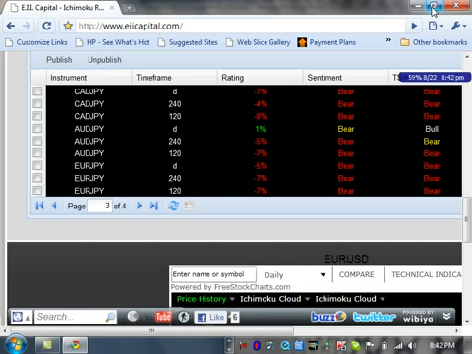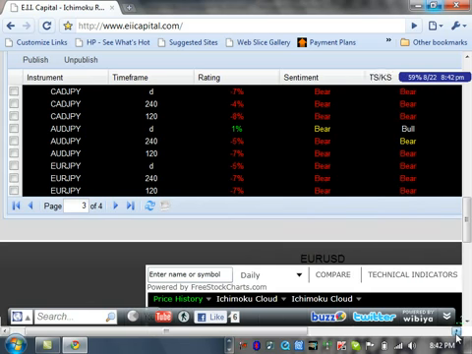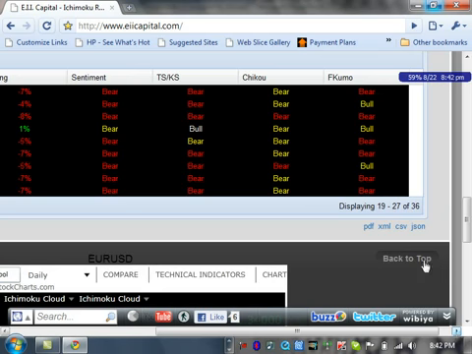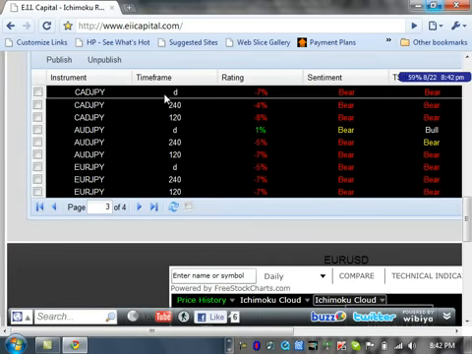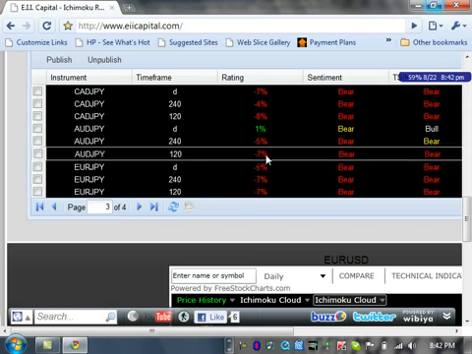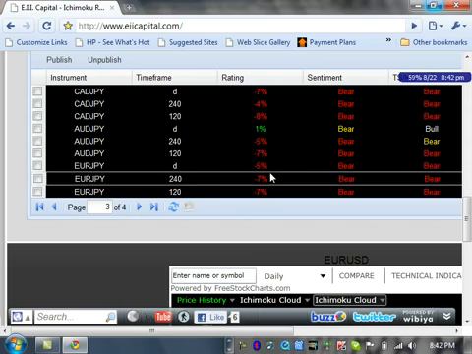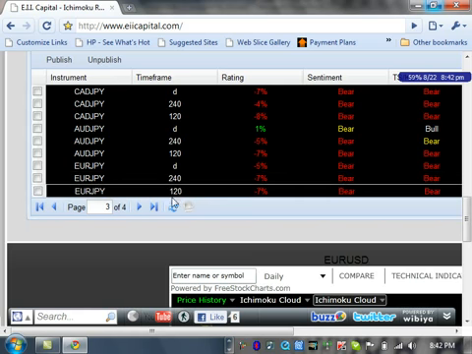Let's enlarge this. And if you scroll across, you can see that basically the Chikou is the only problem that we're having with the daily time frame for CAD yen. All the other time frames, euro yen, are all breaking down too on the bearish side. So basically everything is strong on the yen side.